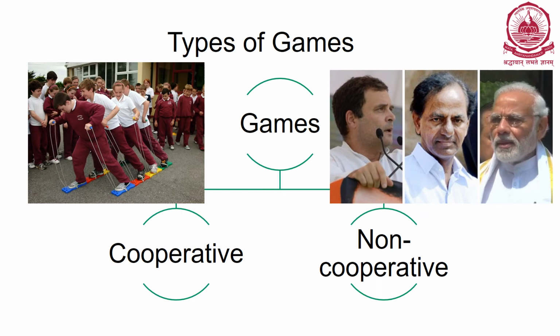Cooperative and non-cooperative games. So I have no political bias, I just put some pictures of some politicians, that's all. Cooperative and non-cooperative games are two major branches of game theory, which we are going to focus on for the rest of this class.